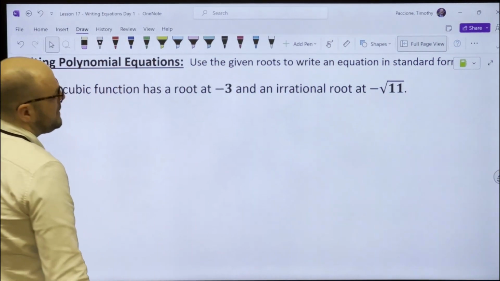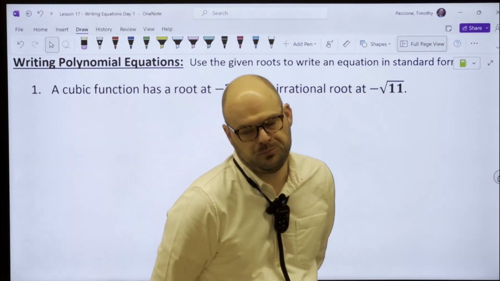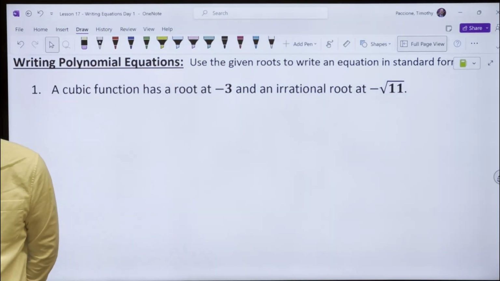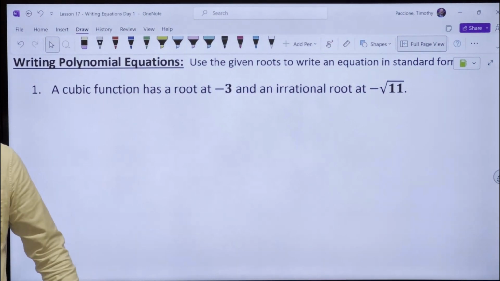So a cubic function has a root of negative 3 and an irrational root of negative square root of 11. Okay, it's asking us to write in standard form. Now, what is standard form? It's almost easier to remember what standard form is not. Standard form is not factored form. Factored form is how we get to standard form a lot of the time.